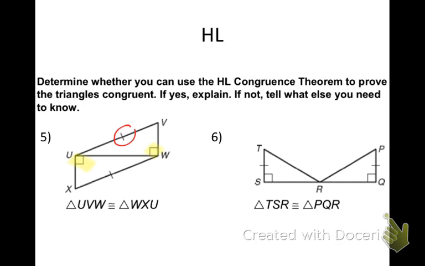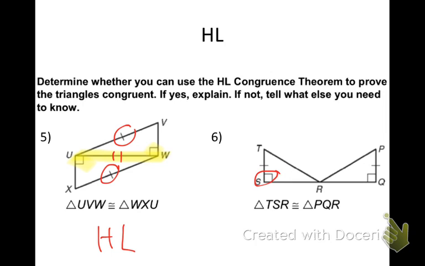Do I know some sides are congruent? I know the hypotenuses are congruent, right? Do I know anything else about this triangle? What about this right here? Do they share a side? Yeah, they share the side here, don't they? So this is an example of hypotenuse leg. Why? Because they share that side.